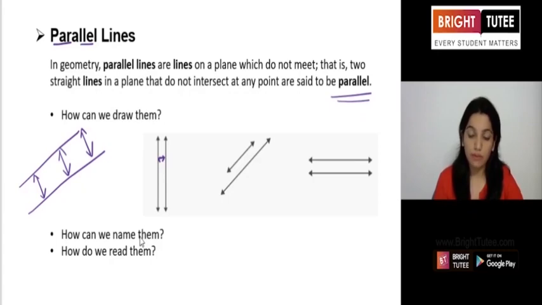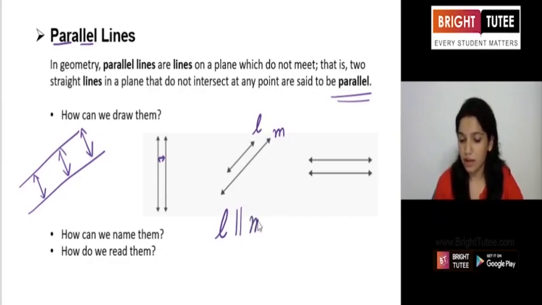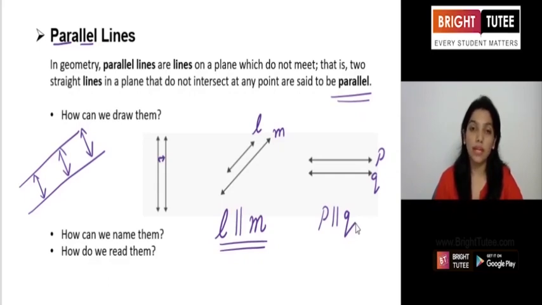Okay, so how can we name them? Say these are just lines. We just learned that we can write a line as line L and this as line M, for example. So how am I going to write it? I'm going to write it as L, then I draw two straight lines like this, and M. This is how we name them. I'm just writing it again. Consider the last figure. Say this is line P, and this is line Q. So P parallel to Q. This is how we name them.